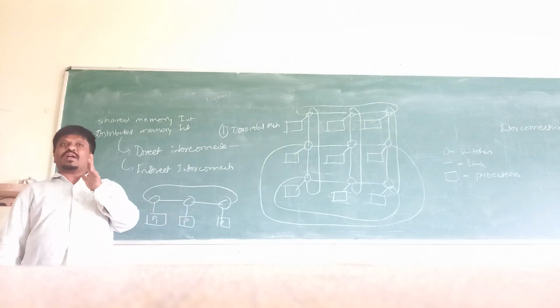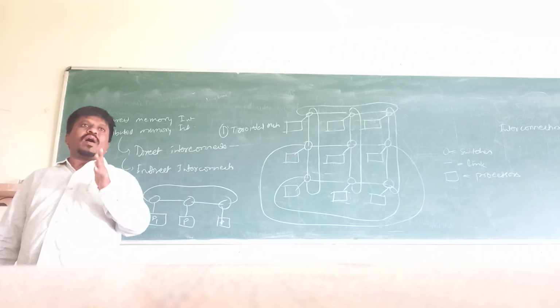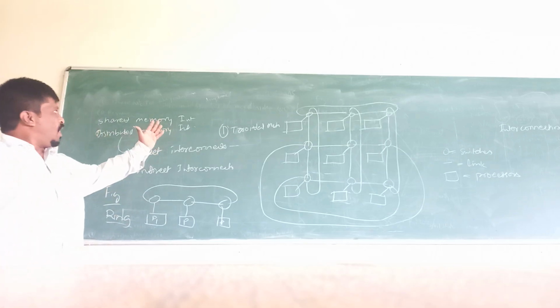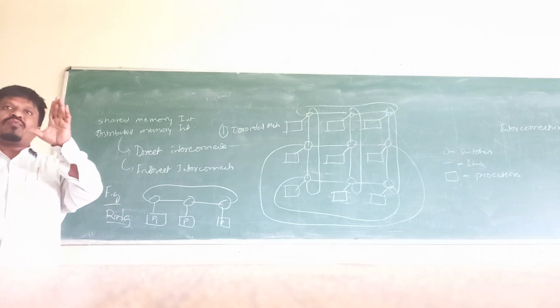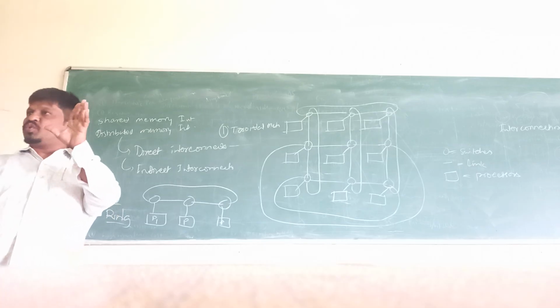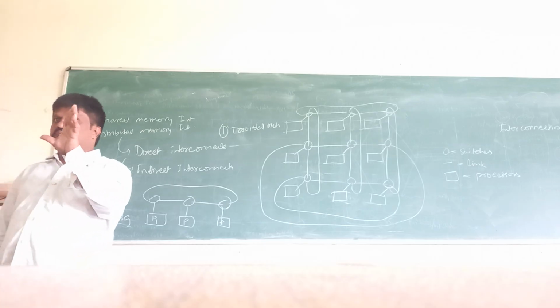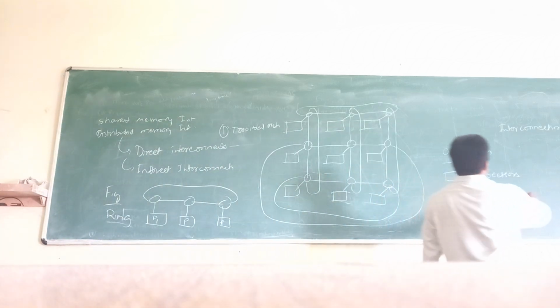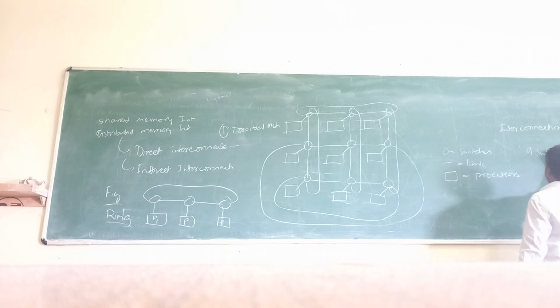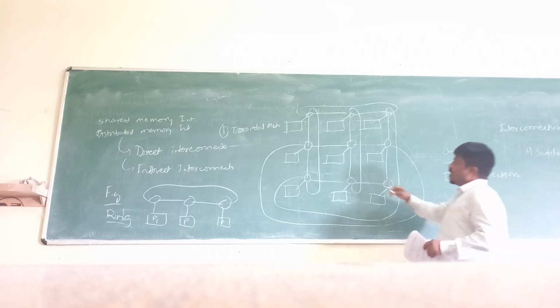Usually the customer will be considering the power of the rings, the power of the toroidal mesh. The toroidal mesh will be considered with only the connections between switch to switch. We will not consider switch to memory or switch to processor. How many switches are here? 9 switches.